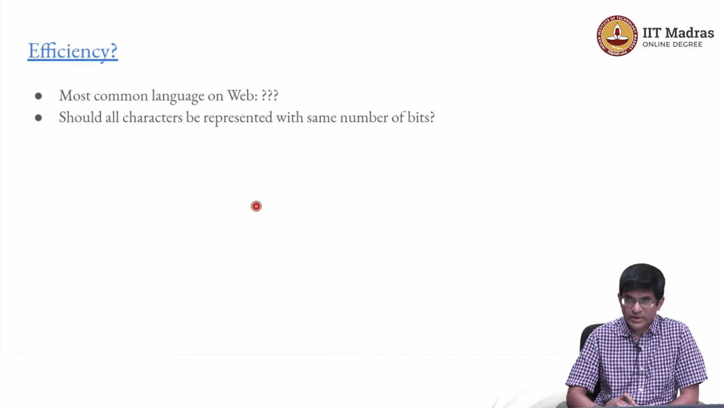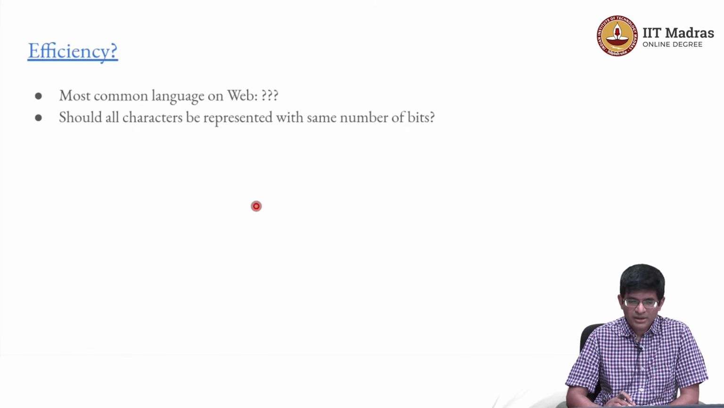So now comes the question of efficiency. Let's look at that, right? First question, what is the most common language on the web? The fact of the matter is, whether we like it or not, probably just in terms of the volume, the number of web pages that are there, English is the most common language, at least now. It might be replaced by Chinese or maybe some other Indian language or something else, right?